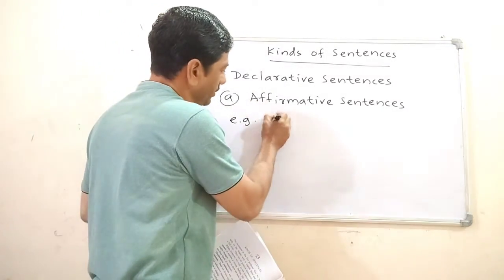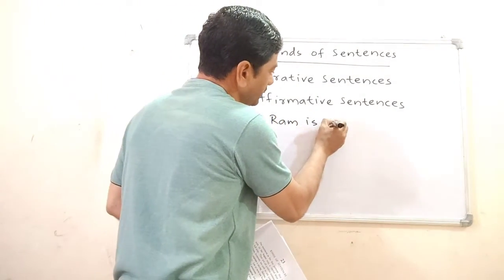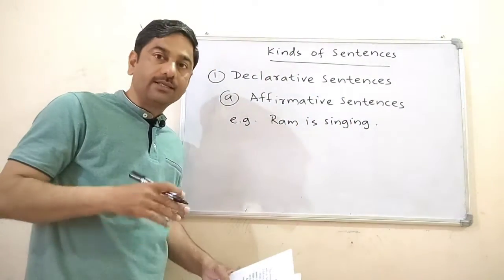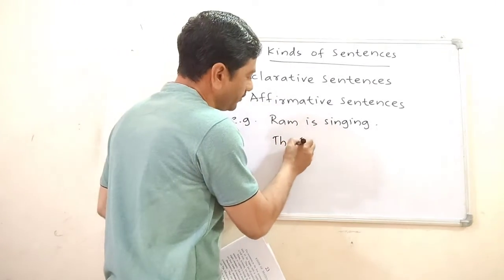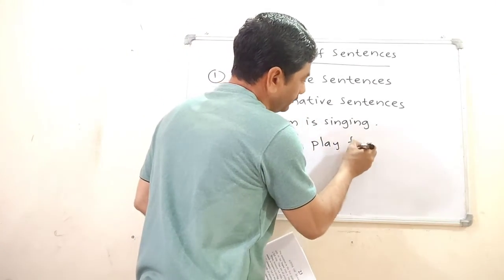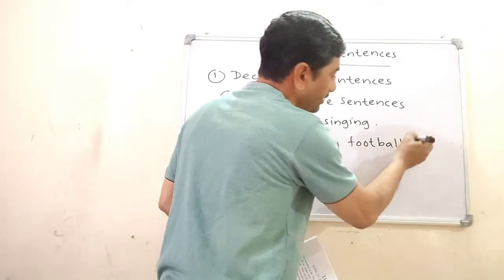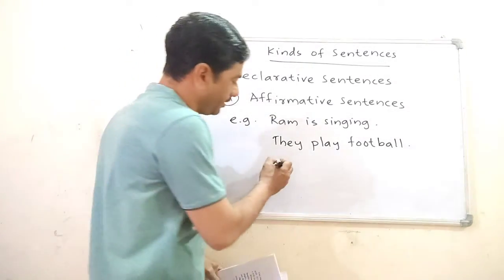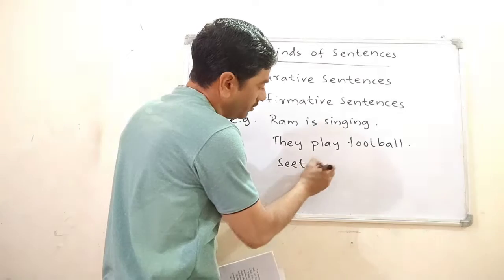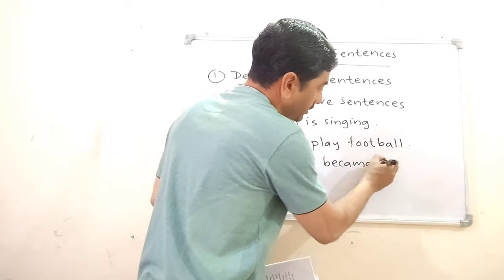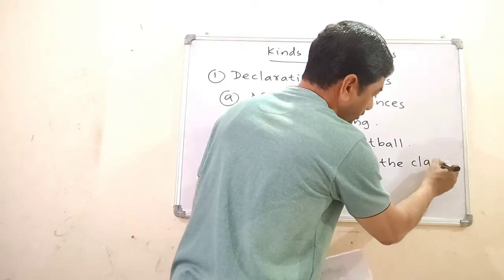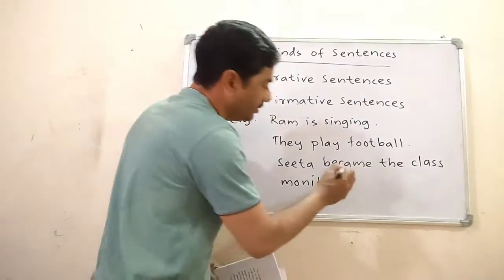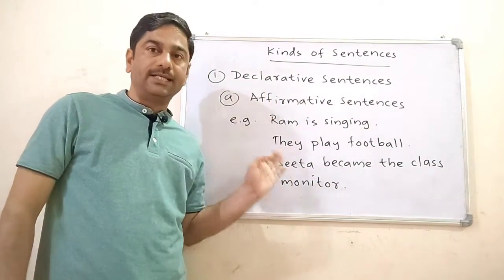Ram is singing. This is an affirmative sentence. Then, they play football. This is another example of an affirmative sentence. Sita became the class monitor. This is another example of an affirmative sentence. All these are declarative sentences.